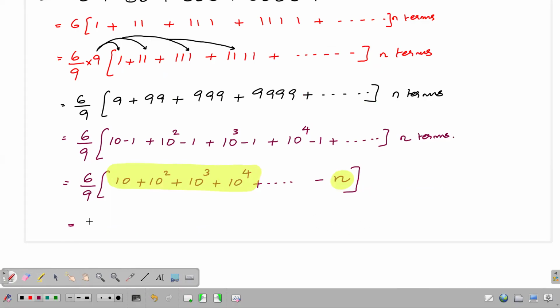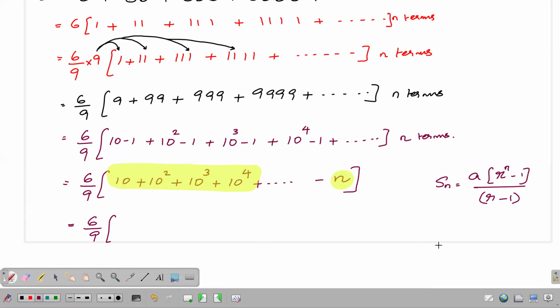Okay, so I can say this can be rewritten as 6 by 9 times (10, 10 square, 10 cube, 10 power 4, etc.). It is a geometric progression. Sum to n terms of a geometric progression is a into r power n minus 1 by r minus 1. It comes like this. Applying that result here, the first term is 10. The common ratio also is 10, because 10 into 10 is 100, into 10 is 10 power 3, into 10 is 10 power 4. So r is 10, a is also 10.